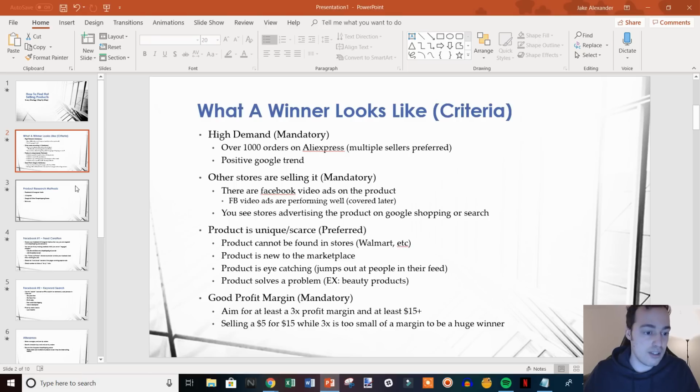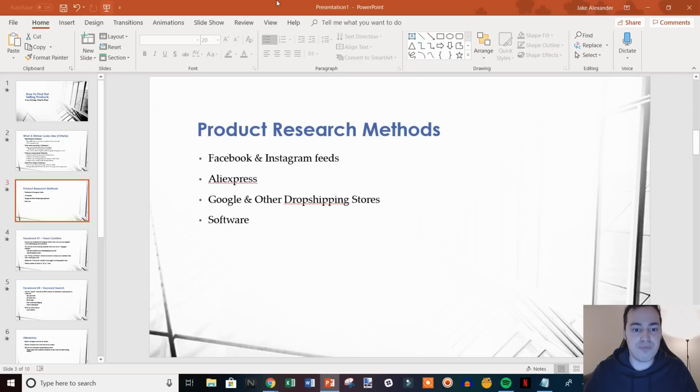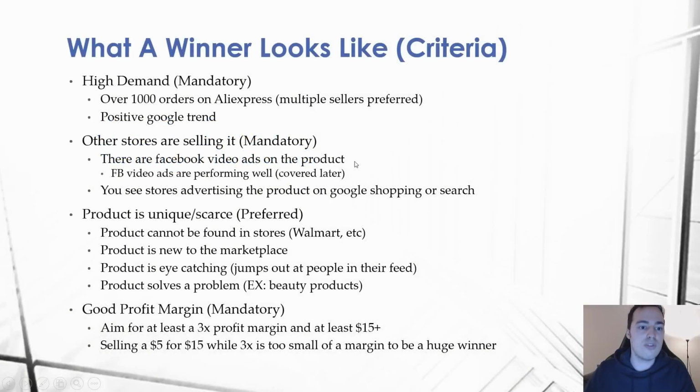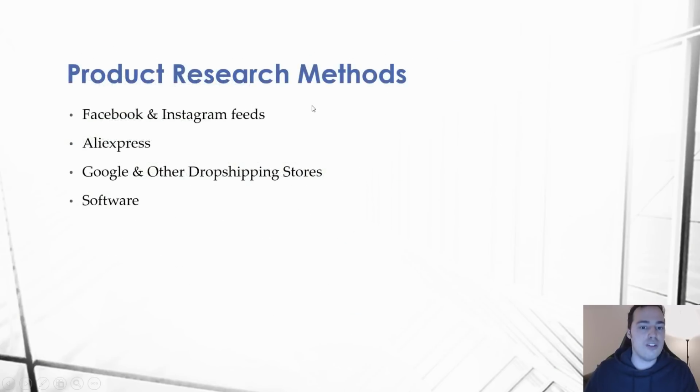So we're going to go ahead and open these up. So we're going to be covering 4 main product research methods in this video. So the first is going to be Facebook and Instagram feeds, and this is probably the most important one, so we're going to be covering this one really in depth. And then the next one, we're going to be getting into product research on AliExpress itself, and then we're going to get into product research on Google, and then just checking other dropshipping stores, and then we're going to just get into product research software.